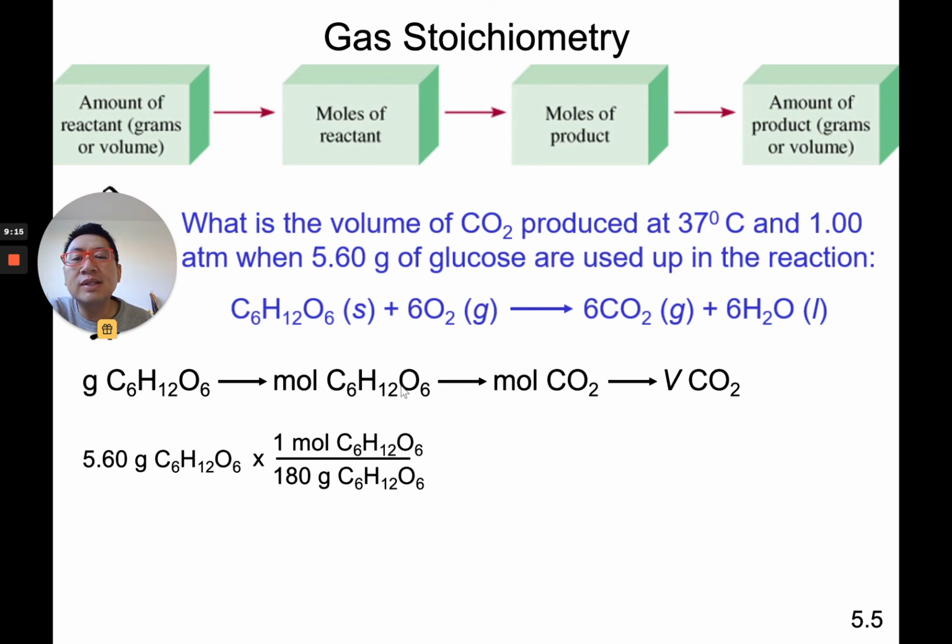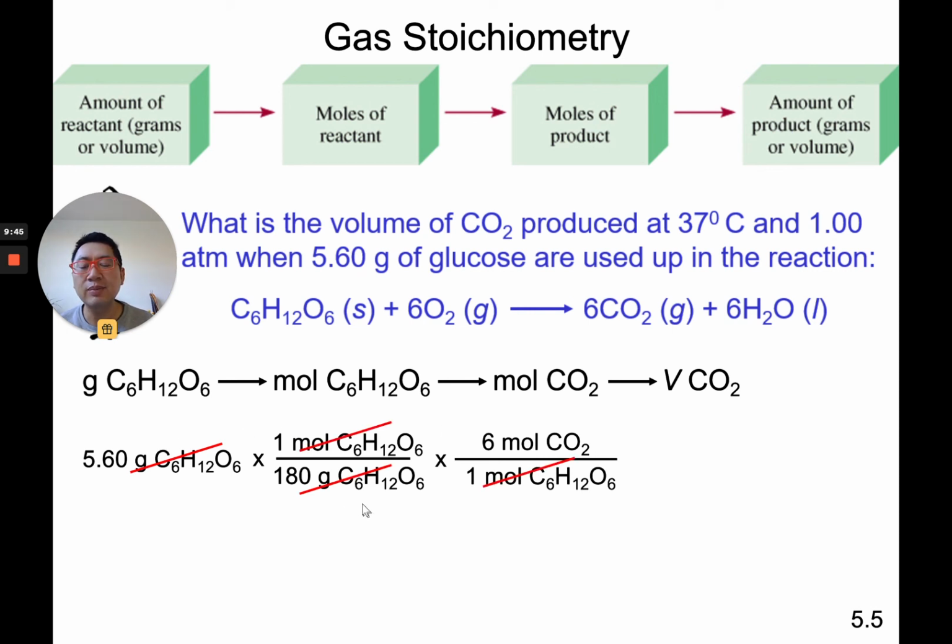Okay, so I changed grams to moles. Now I just need to change moles of glucose into moles of carbon dioxide. I know that from the ratio 6:1. 6 moles of carbon dioxide is formed for every 1 mole of glucose. Coefficient 6, 6 moles of carbon dioxide is formed for every 1 mole of glucose. From that, I can now figure out how many moles of carbon dioxide.